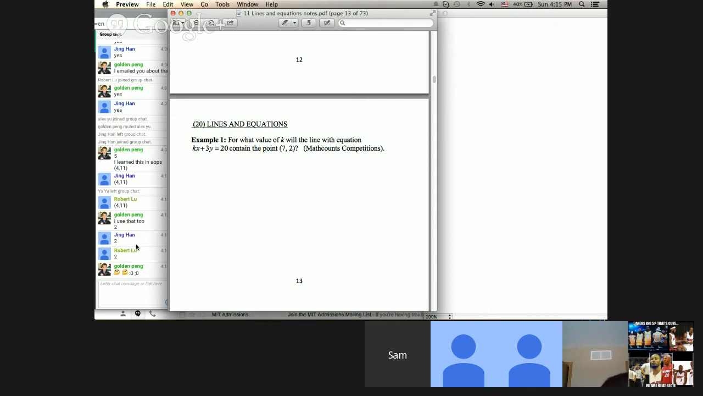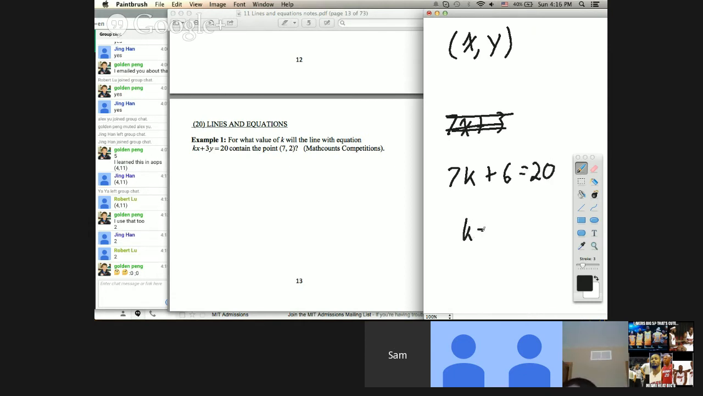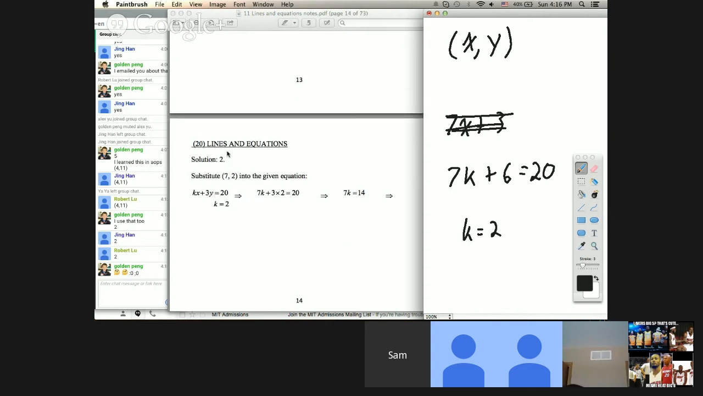Right, so nice. The correct answer is 2. Again, points are given as (x, y). So we know our point here, x is 7 and y is 2. So when we plug x in, we get 7k. And then we plug y in, which is 2, so 3 times 2 is 6, equals 20. And then we solve for k, which is equal to 2. So this is point (x, y), and then plug in x and y and solve for k. So it's 2.